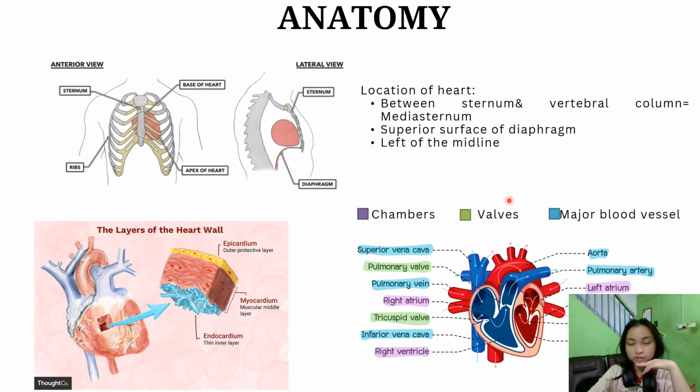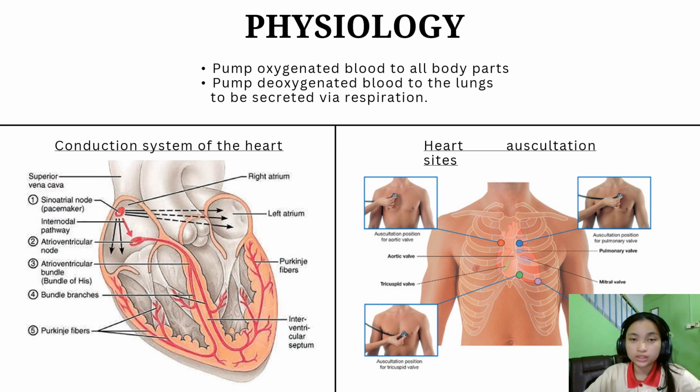Let's move on to the physiology of the heart. As I said before, our heart is the center of our cardiovascular system. It is mainly responsible for pumping blood, which carries oxygen and nutrients throughout our circulatory system. But to be more specific, the heart pumps oxygenated blood to all parts of our body and deoxygenated blood to the lungs to be excreted via respiration. As the heart is pumping, it will produce a heartbeat.